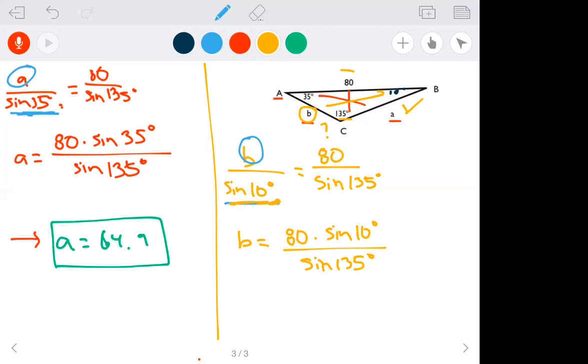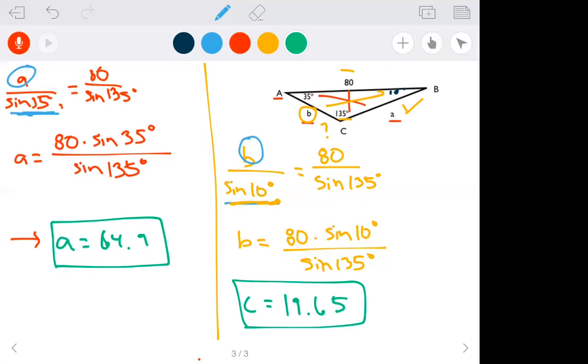Now I need to calculate this in my calculator. And we get 80 times the sine of 10 is 13.89. Divide that by the sine of 135, and I get 19.646. So round that to 19.6. And that is the missing side.